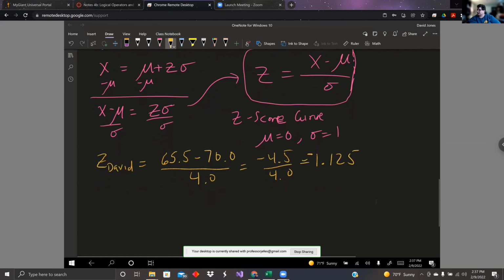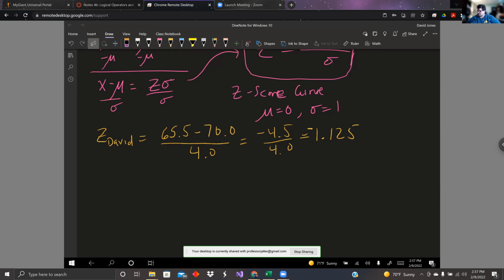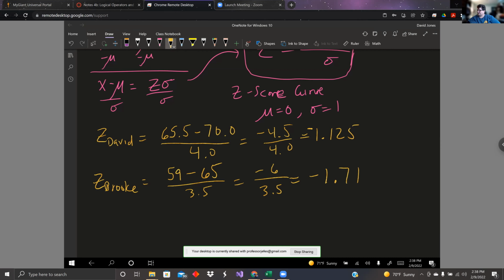Now we'll do the same thing for Brooke. She was 59 inches tall. But for women, the mean was 65 with 3.5 as the standard deviation. 59 minus 65 is negative 6 over 3.5. And that gets us negative 1.71.